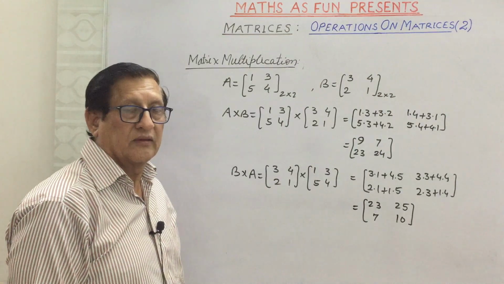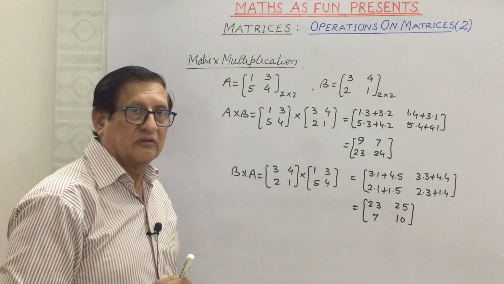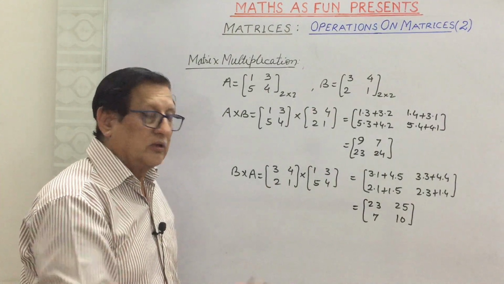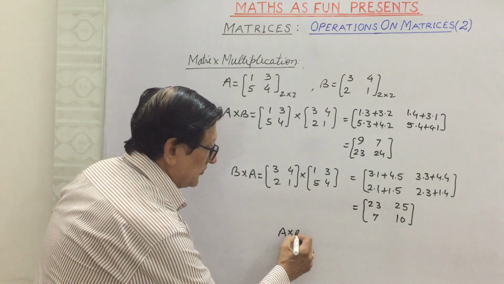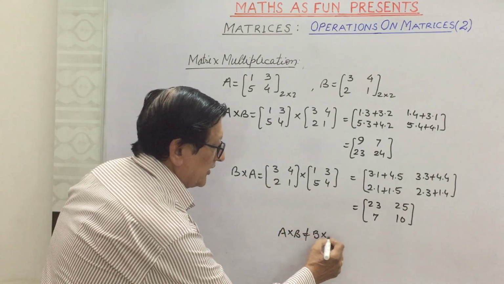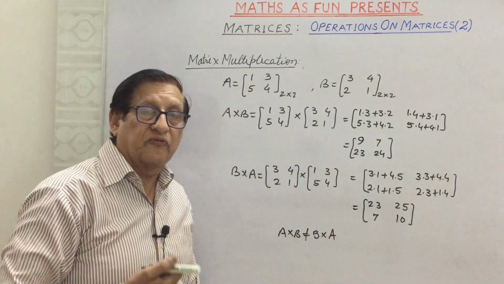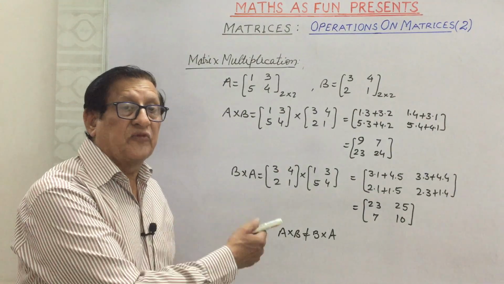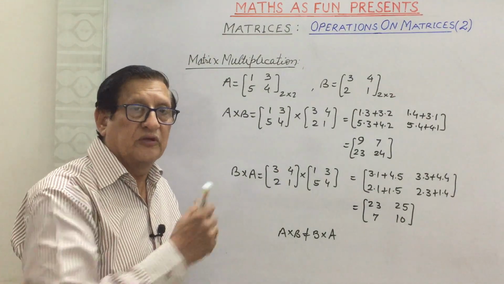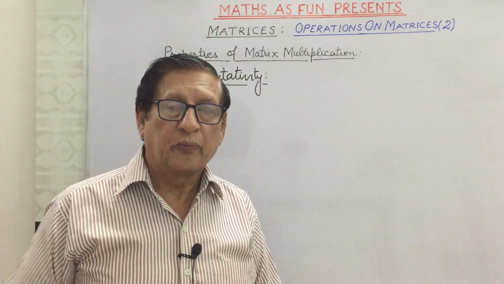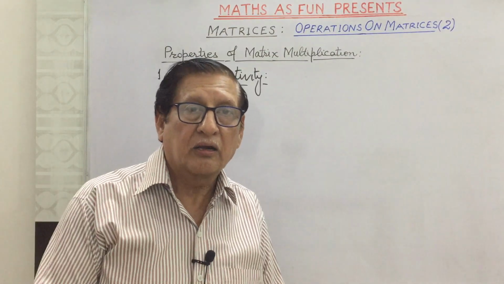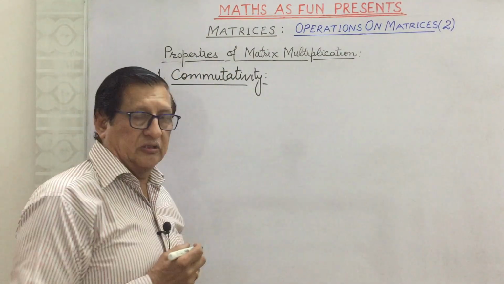What do we find here? Are they equal? No. So we can write here that A into B is not equal to B into A. It means we can say the product of matrices is not commutative. This can be taken as the first property of multiplication of matrices. The properties of multiplication of matrices are: number one, commutativity.